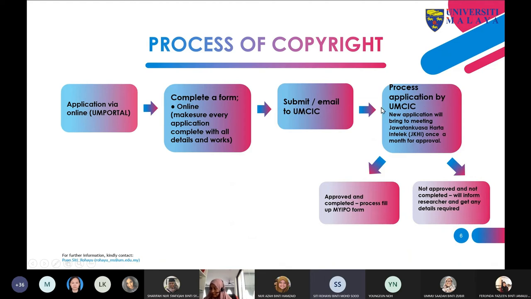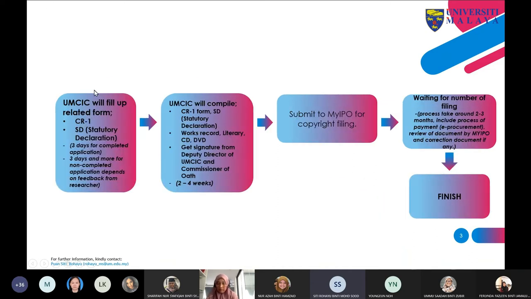And then the process of application by UMCIC. First we will bring all the new applications to the Jawatan Kuasa Harta Intelek, JKHI, once a month for approval. Then if approved and complete, we'll process and fill up the form. If not approved, we will inform the researcher to get any details required. That is the UMCIC process.